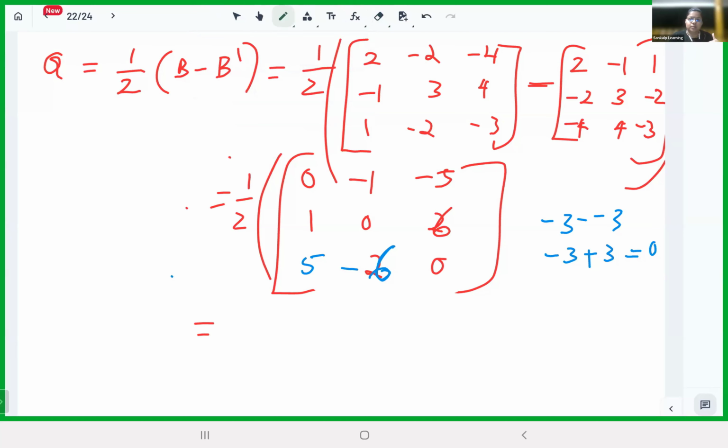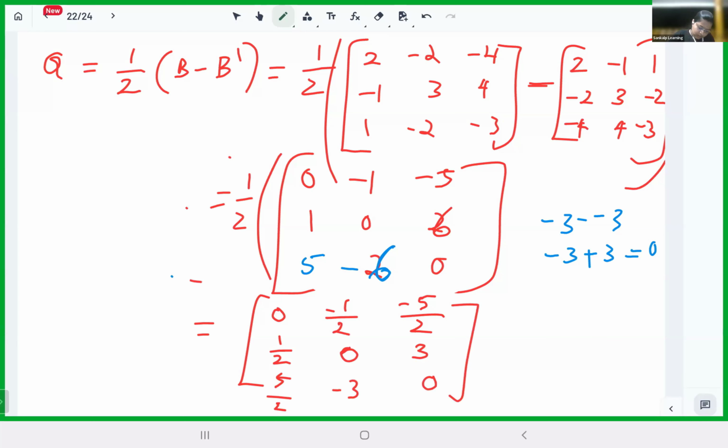And now what you have to do, we have to multiply each element with 1 by 2. So the resultant matrix is 0. Then this one is minus 1 by 2. This is minus 5 by 2. Then it is 1 by 2. This is 0. 6 by 2 is nothing but 3. And this, you don't need to multiply by 1 by 2 actually. But here I'm doing it. That is 5 by 2. This one is minus 3 and this one is 0. You can actually find the answer from the previous step itself. Okay, I think that will be better in order to add those two matrices P and Q.